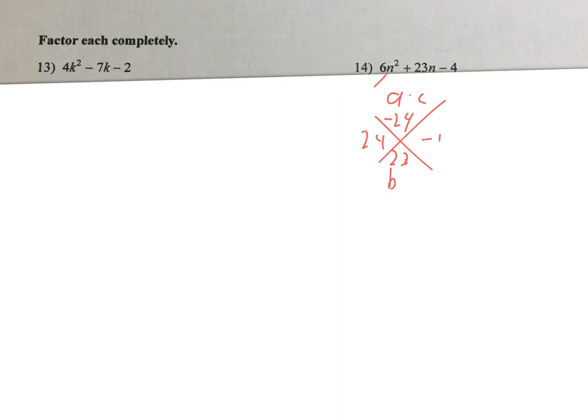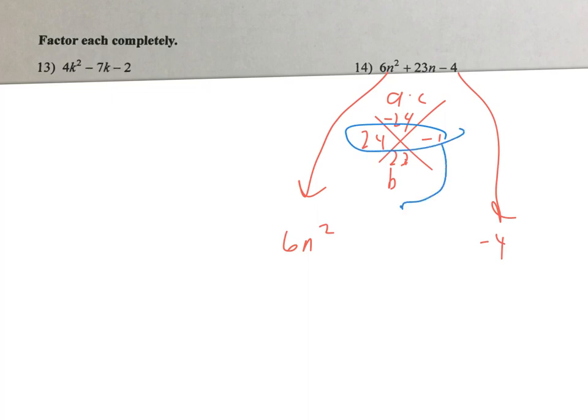However, I do need to split this up using the grouping since I have this 6n squared there. And so I'll put that there. I'll put negative 4 back there. And then these guys tell me how I split up the middle two terms. So I'm going to go plus 24n minus 1n. They should always add up to this middle term right there, which you can see that it does.